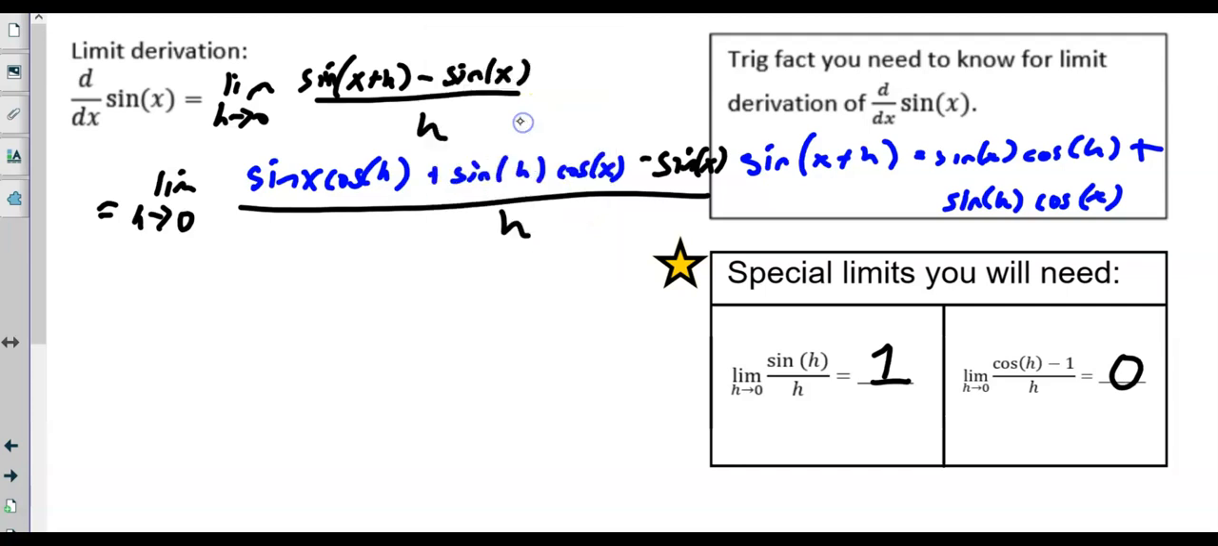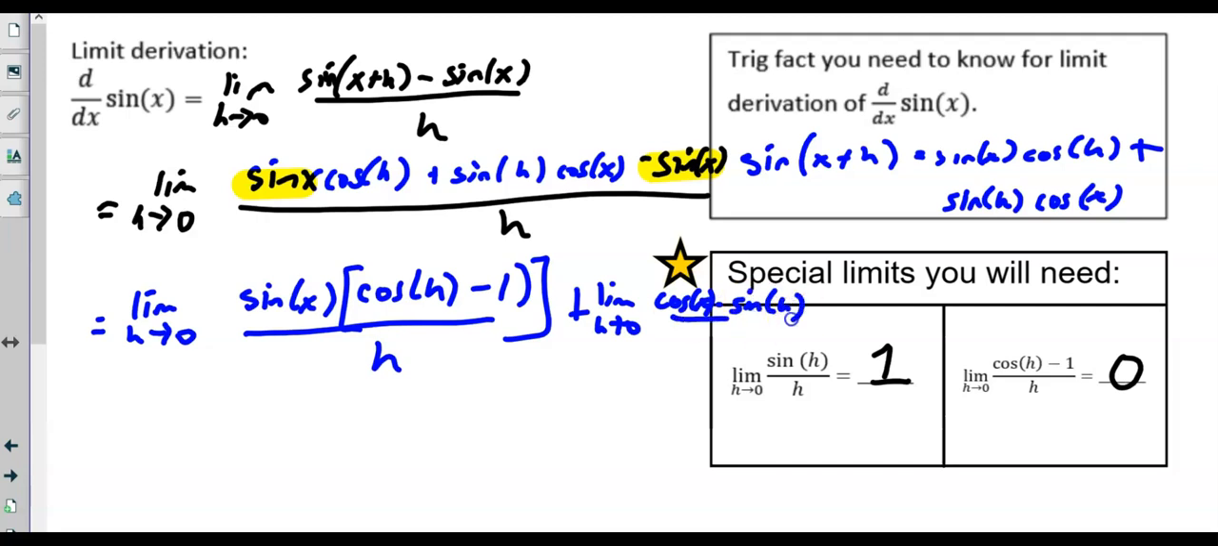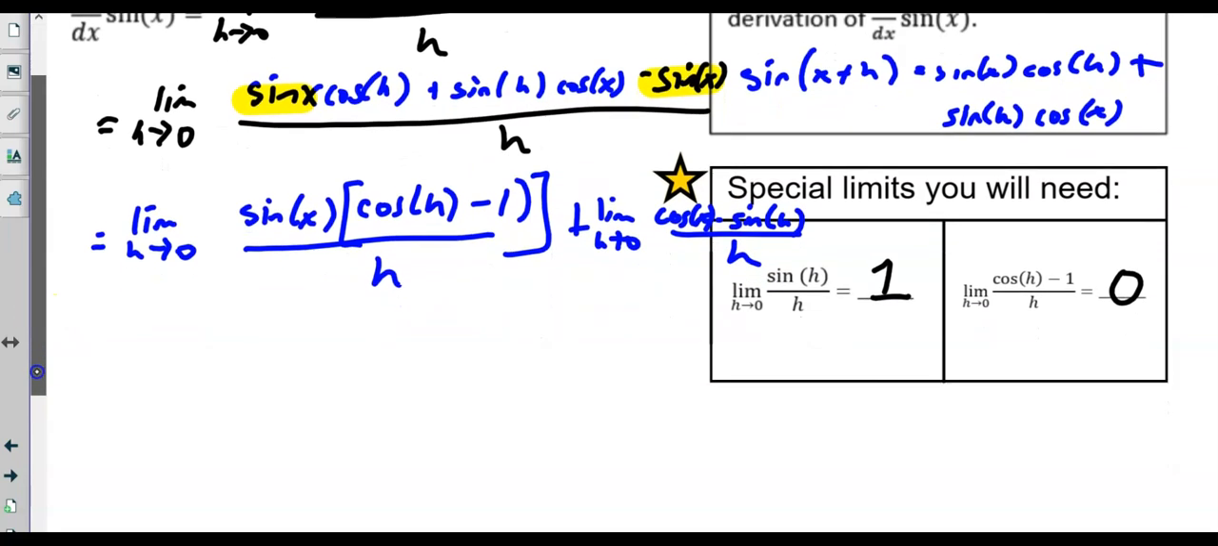I notice here that I have two sine x's, and that's convenient, so I'm going to take care of those two sine x's by doing the limit as h approaches 0 of sine of x, and I'm going to factor out of both those terms. So I get cosine of h minus 1, all divided by h, plus, and I can actually do this with limits, I can break them up, limit as h approaches 0 of cosine of x times sine of h over h. I'm sorry that got sloppy there.